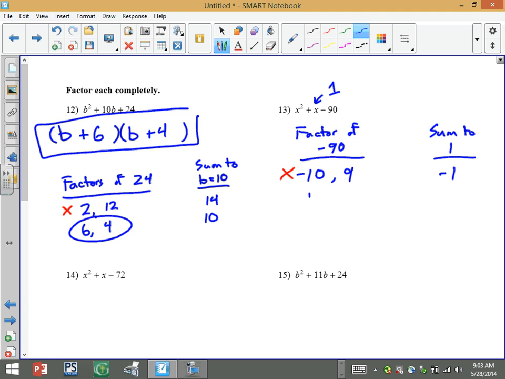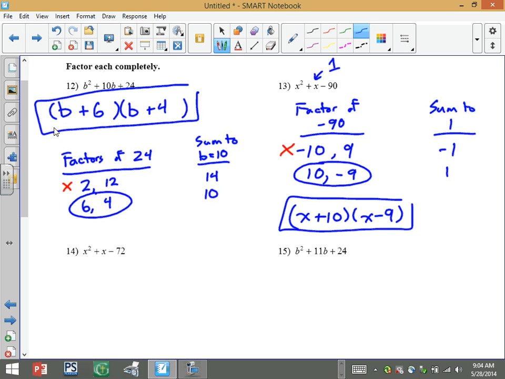So what if I try it the other way? What if I do 10 and negative 9? Sure enough, 10 plus negative 9 is positive 1. So it looks like I found my grouping again. My factors here: x plus 10, x minus 9.